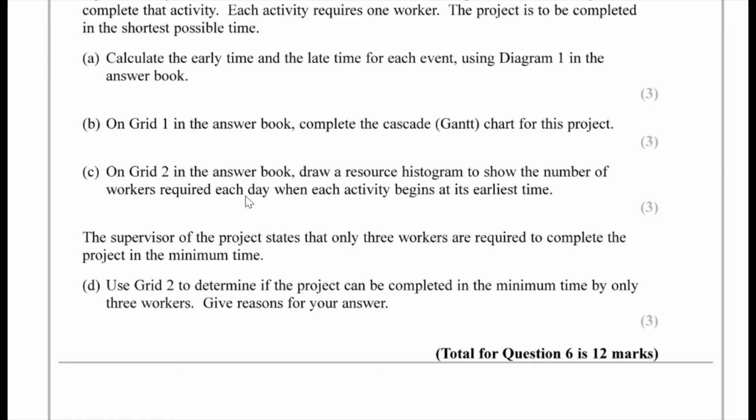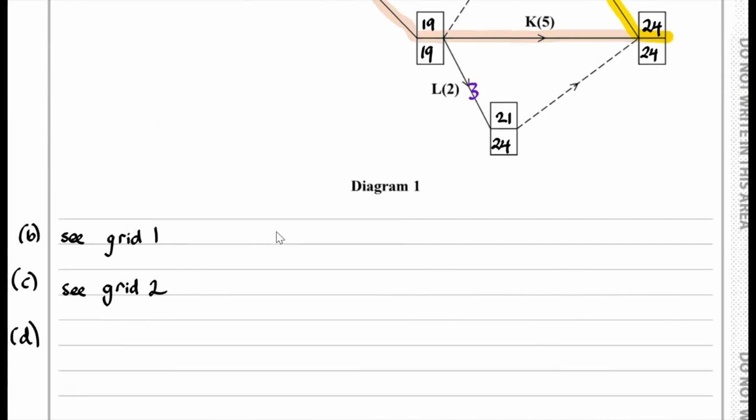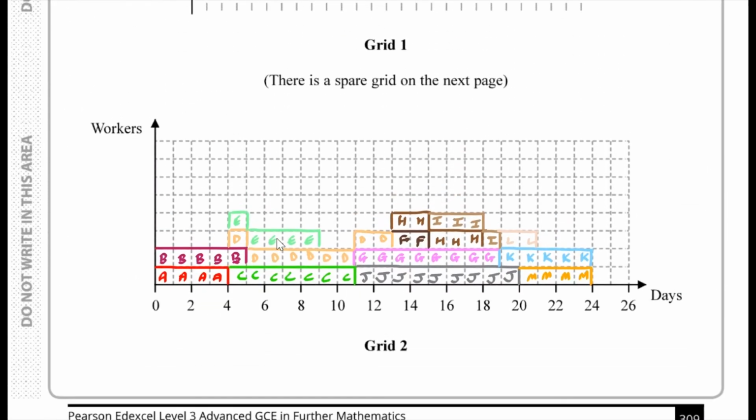Now for part E, the supervisor of the project states that only 3 workers are required to complete the project in the minimum time, and we have to use grid 2 to determine if the project can be completed in the minimum time by only 3 workers. Give reasons for your answer. So let's go back here. Now we only have 3 workers available. So if we just rule this off, here we have our 3 workers as our restriction.